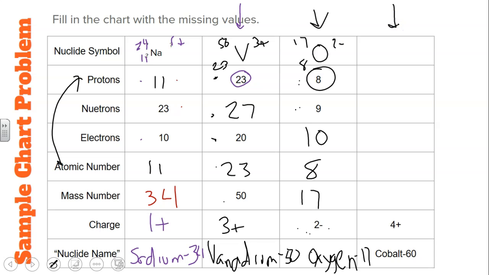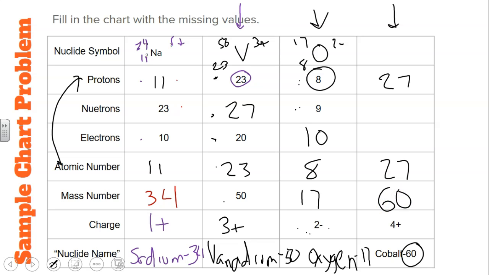This is the fun part. Okay, cobalt-60. We know that cobalt, from looking at the periodic table, has 27 protons. That is also its atomic number. Okay, and we also know that 60 is the mass number of this particular nuclide. So I'm going to put a 60 there.